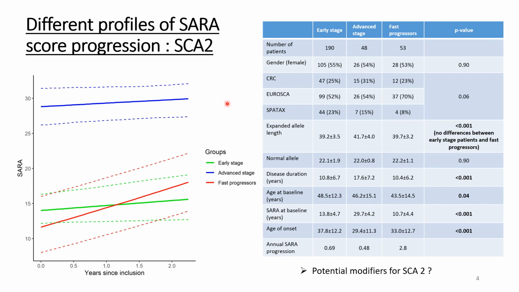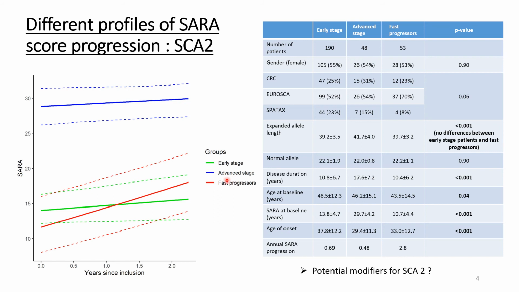So with our latent class mixed model, we only found different groups of evolution in SCA 1 and SCA 2 patients, and I'm going to present here the results for SCA 2. For SCA 2, we found 3 different groups. The first one of 190 early stage patients, a group of 48 advanced stage patients, and a group of 53 fast progressors.